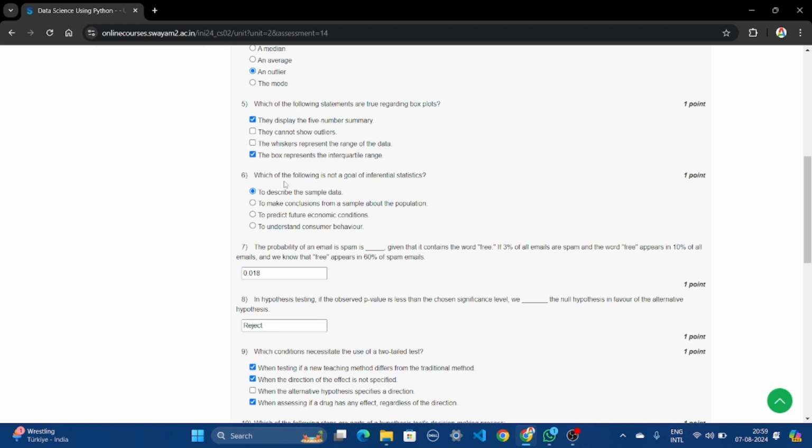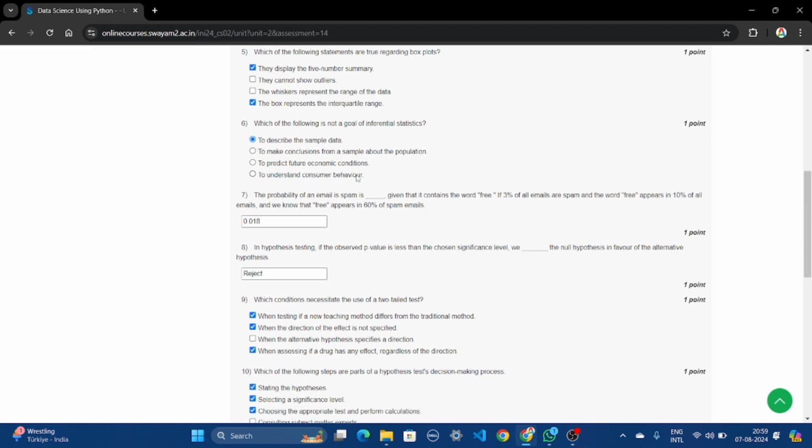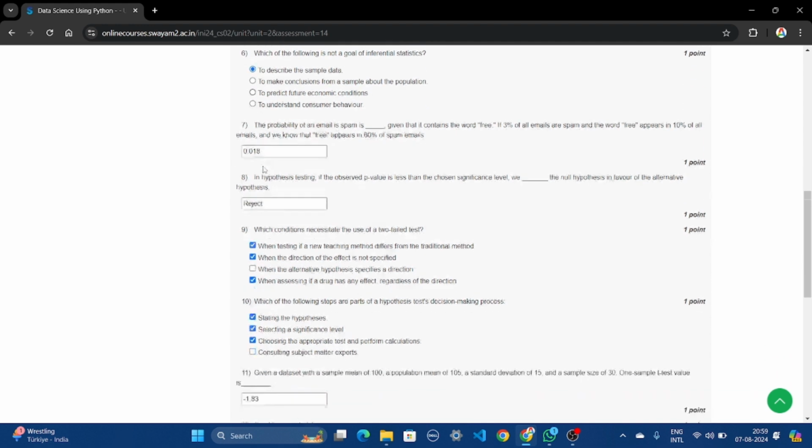Sixth question is, which of the following is not a goal of inferential statistics? So inferential statistics is to make conclusions from a sample about the population, to predict future economic conditions, to understand customer behavior, but not to describe sample data. So to describe sample data, we have descriptive statistics. So the correct option will be option A.